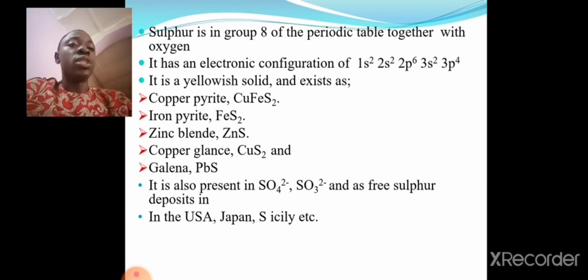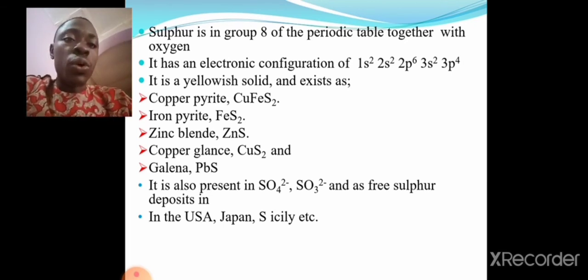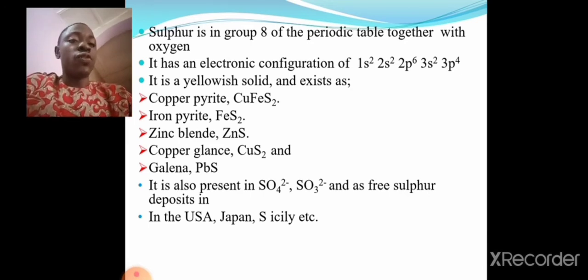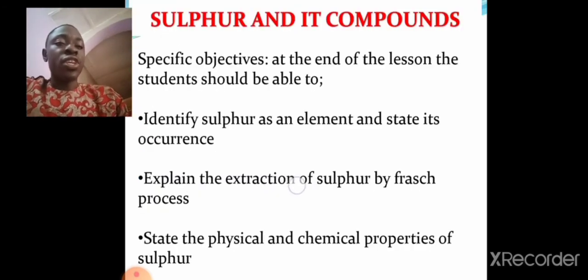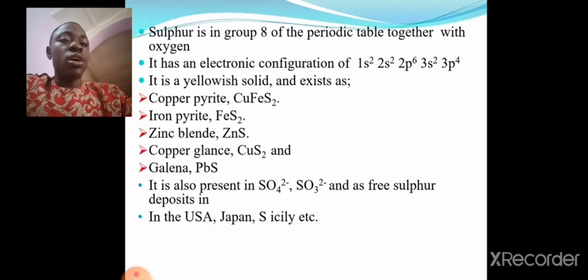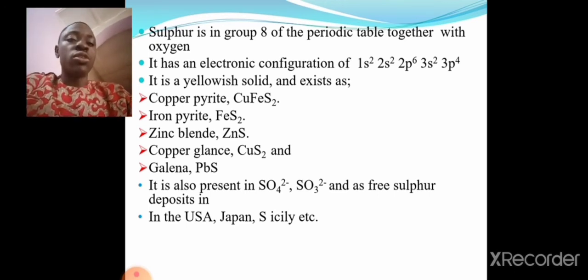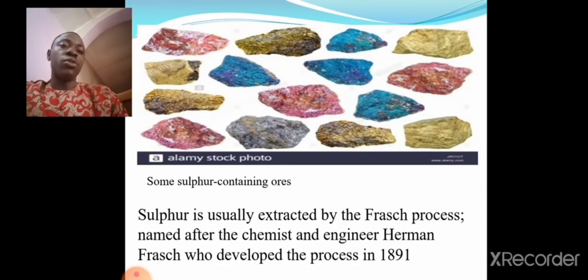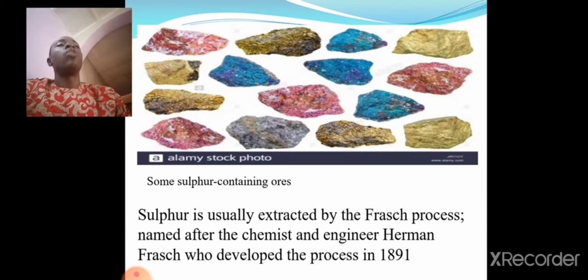It is a yellowish solid, and then it exists in the following ores: copper pyrite, iron pyrite, zinc blende, copper glance, galena. It's also present in tetraoxosulfate 6 salts, trioxosulfate 6 salts, and then it exists as free sulfur deposit on the ground. Also, it majorly occurs free in places like US, Japan, etc. So these are some ores of sulfur.